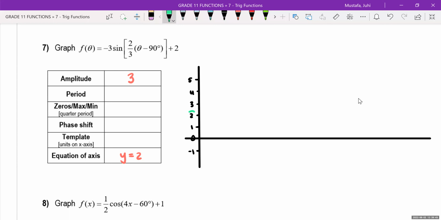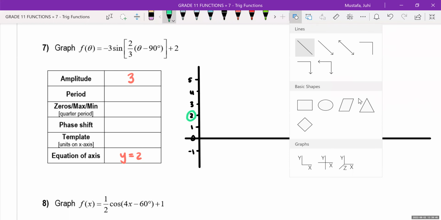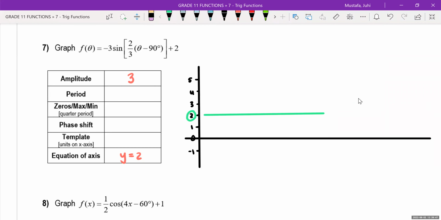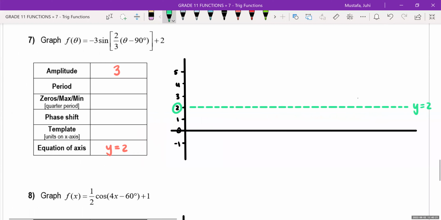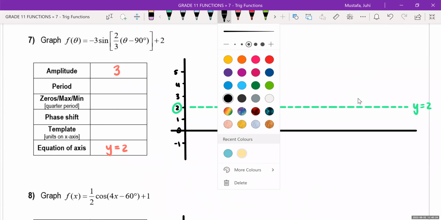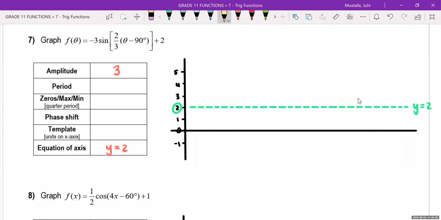So y is equal to 2. I'm going to draw a line there. Okay, so y is equal to 2 is my equation of axis. And then I'm just going to label the maximum. Your maximum value will be right here, and then 1, 2, 3, the minimum value will be down here.